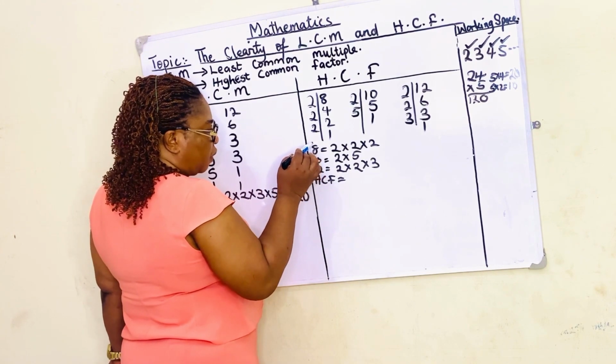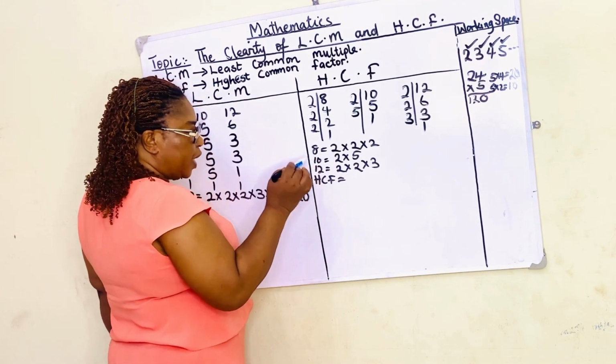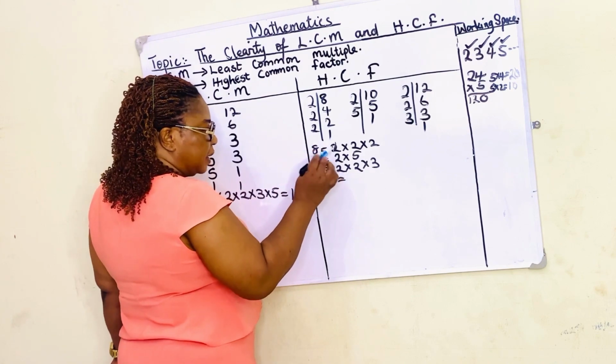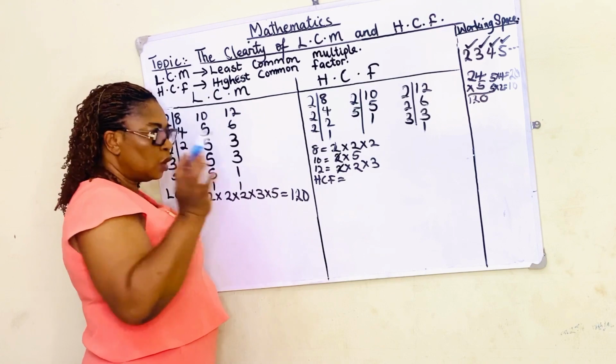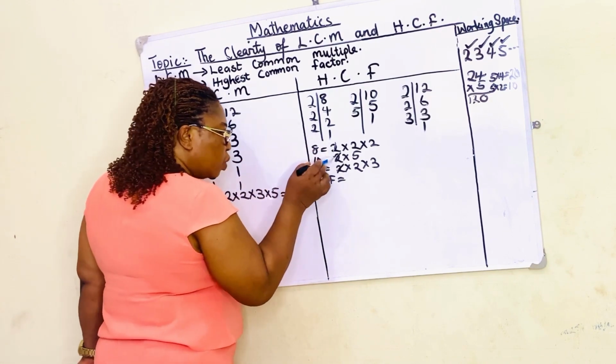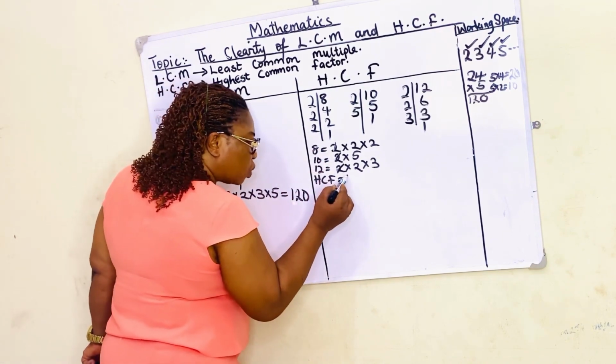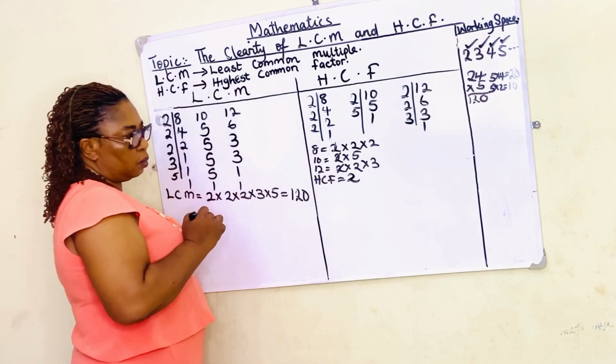In the prime factors of 8, 10, and 12, I pick a number. This number, 2, is here, 2 is here, 2 is here, so I pick 2. I saw 2 here, I saw 2 here, and I saw 2 here. That was why I picked 2.